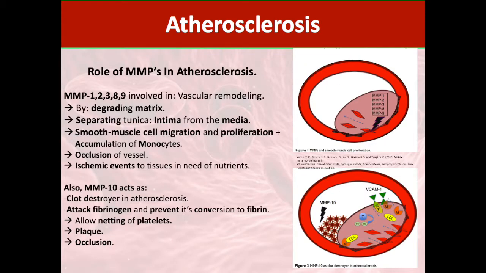Let's talk now about the role of MMPs in atherosclerosis. MMP1, 2, 3, 8, and 9 are involved in vascular remodeling by degrading the matrix and separating the tunica intima from the media, which allows smooth muscle cell migration, proliferation, and accumulation of monocytes that later on lead to occlusion of the vessel, and as a consequence cause ischemic events to tissues in need of nutrients. Also, MMP10 acts as a clot destroyer in atherosclerosis, attacking fibrinogen and preventing its conversion to fibrin, which allows the netting of platelets that leads to plaque formation, and later on vessel occlusion.